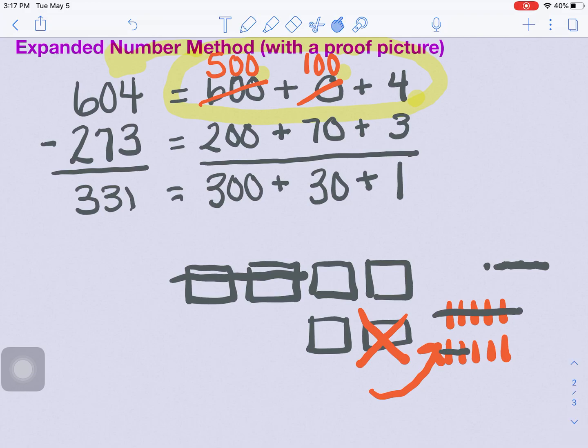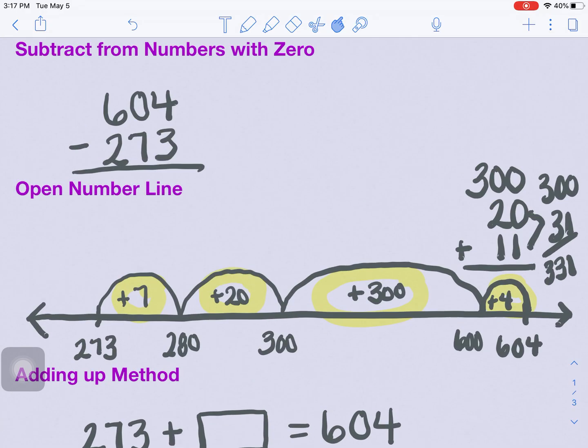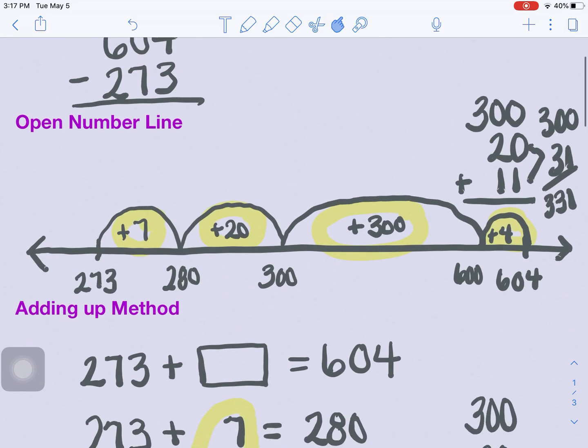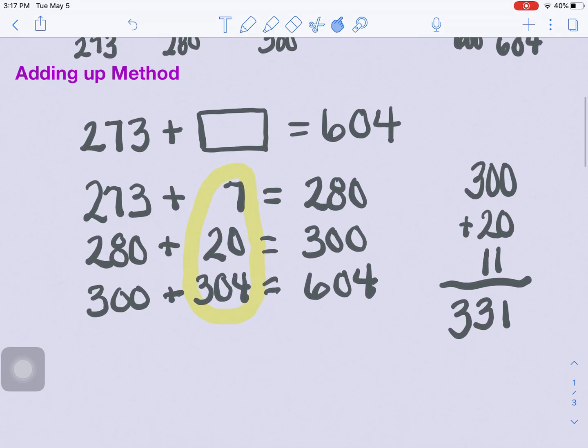When I bring that back together, I have the number 331. Like I said before, if we go back up, we can use the open number line to help us. Yep, we got 331 there. We can also use that adding up method, and it gives 331. So not only did I double check my work, I triple checked my work. I hope this helps.